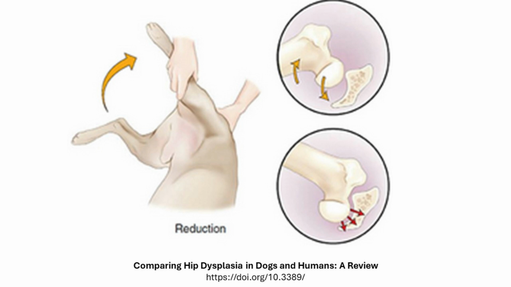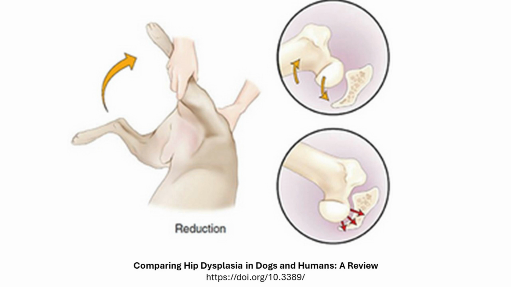It can be performed with the dog under sedation or anesthesia to ensure muscle relaxation. The dog is placed in dorsal or lateral recumbency, and the examiner grasps the dog's stifle, flexes the hip joint to a 90-degree angle, and then slowly abducts the femur while applying gentle pressure to push the femoral head towards the acetabulum.